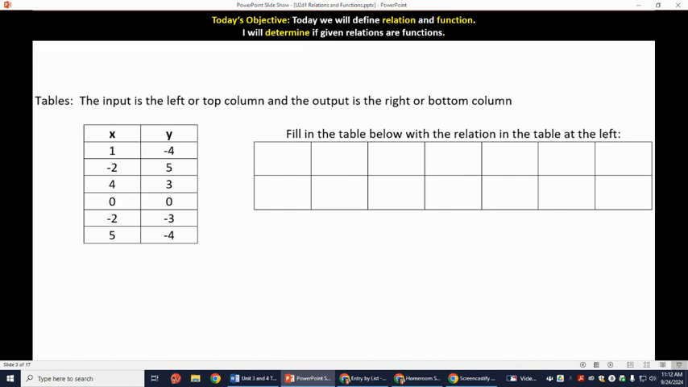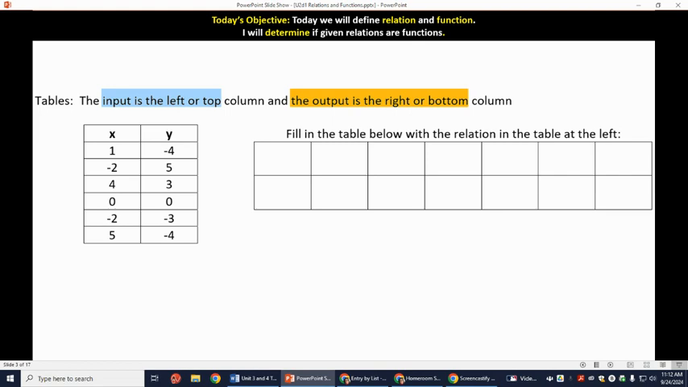When you work with functions or relations, you have inputs that produce outputs. Your inputs will always be the left column or the top row. So the inputs will always be the left column or the top row. And your output will always be the right column or the bottom row.